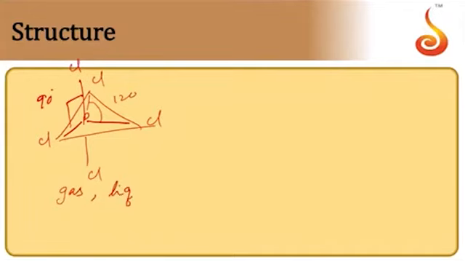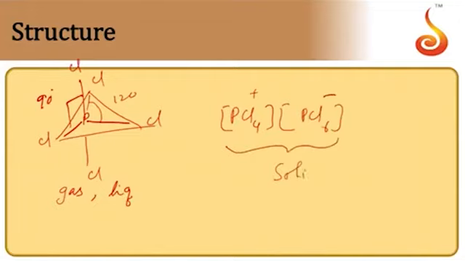In the solid state, the molecule exists as PCl4 plus and PCl6 minus. So it is an ionic compound in the solid state, existing as PCl4+ PCl6-. PCl4+ will be the tetrahedral part, and PCl6- is going to be the octahedral part. So in the gaseous phase, it is a trigonal bipyramid structure. In the solid phase, we have tetrahedral units as well as octahedral units.